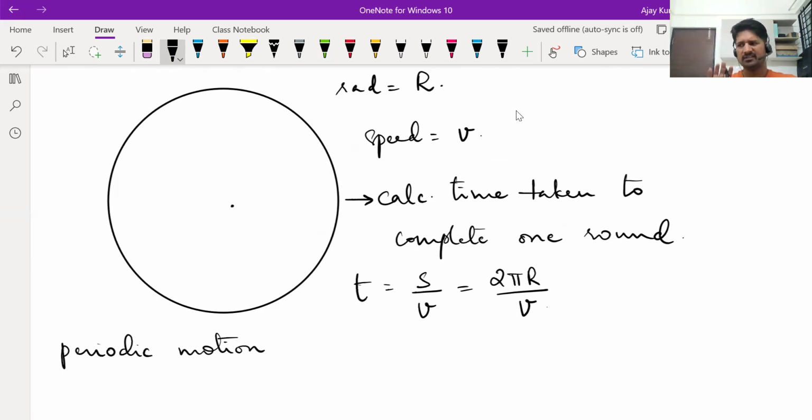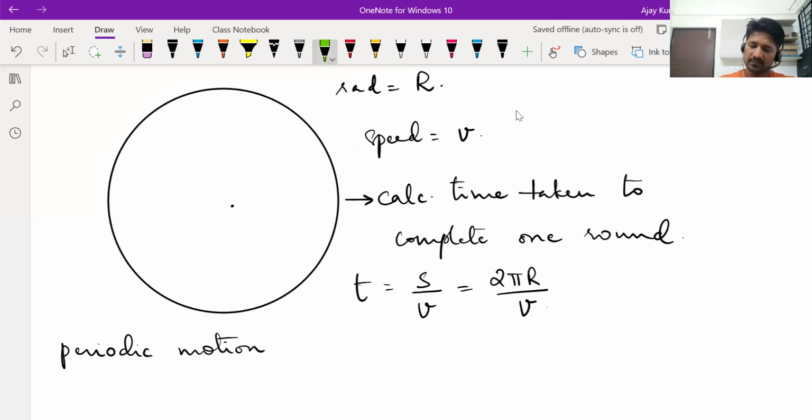One example of that is Earth's rotation around its own axis. Every 24 hours, it repeats that motion, right? So rotation of Earth around its own axis is periodic. Revolution of Earth around the sun is also periodic. Every 365 days, it completes one round. So generally, motion which repeats itself after regular intervals of time is called periodic motion.